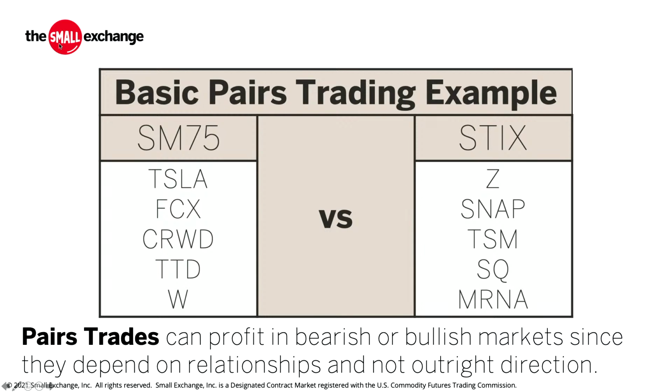And so what I'm doing here in a pairs market when we're thinking equities is, if I'm buying SM75 and selling STIX, I'm on that side of the pairs, then I simply want these stocks over here on my left to perform better than those stocks on my right there. And what's great about that, and we'll get into this a few times throughout the presentation, is I can profit from bearish or bullish markets, since the trade that I put on actually depends on the relationships and not the outright direction themselves.